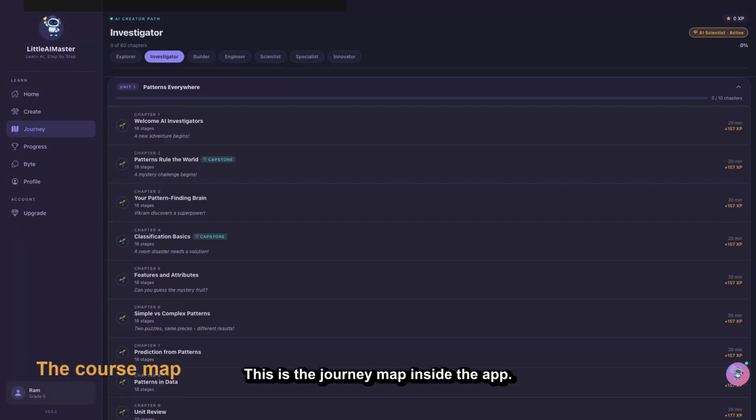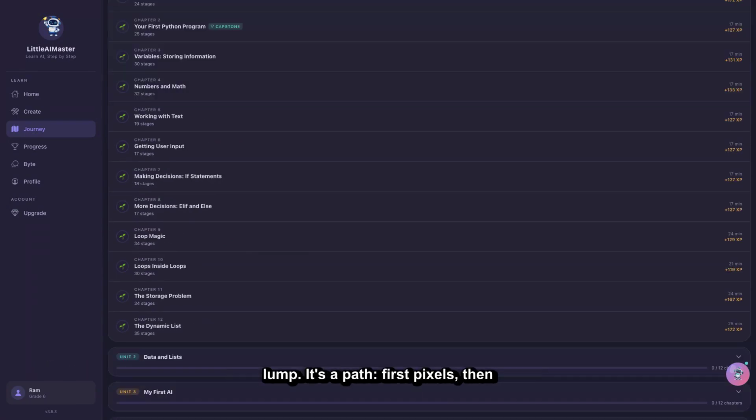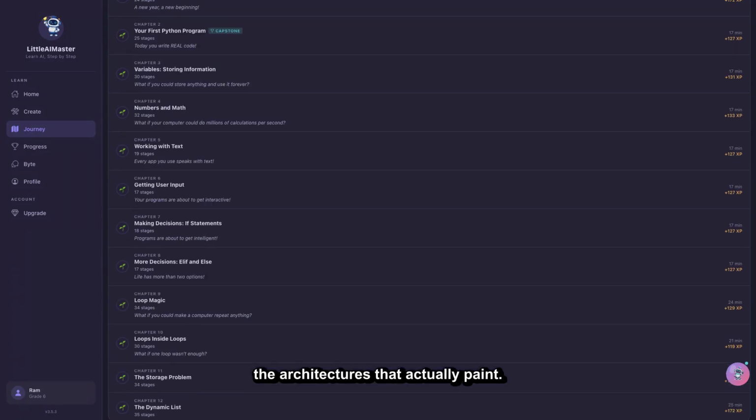This is the journey map inside the app. Image generation isn't taught as one scary lump. It's a path. First pixels, then generative versus classifying AI, then the architectures that actually paint. 540 lessons, each unlocking the next. Speaking of architectures, there are 3 big ones.